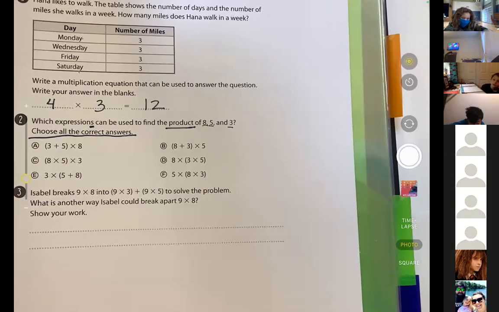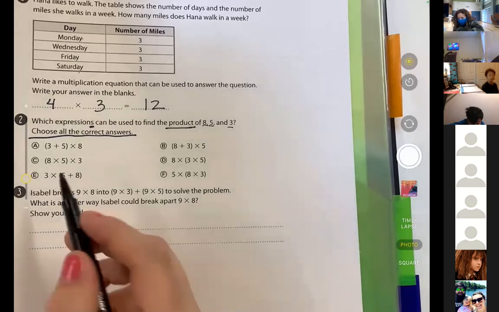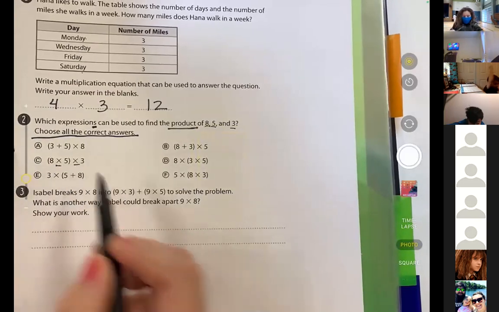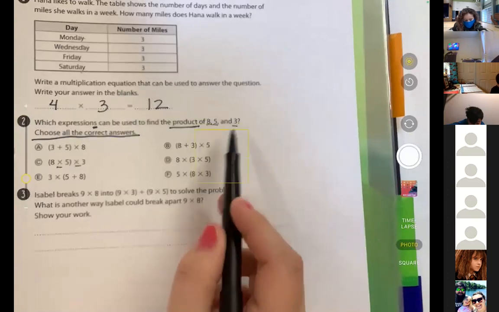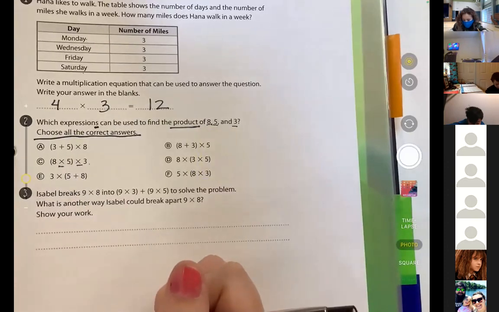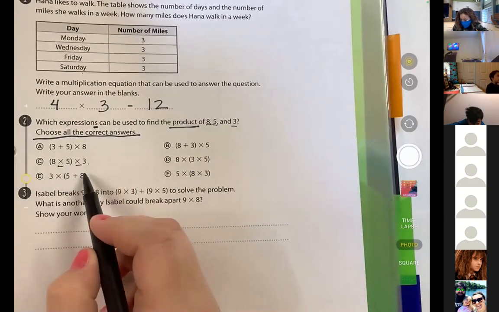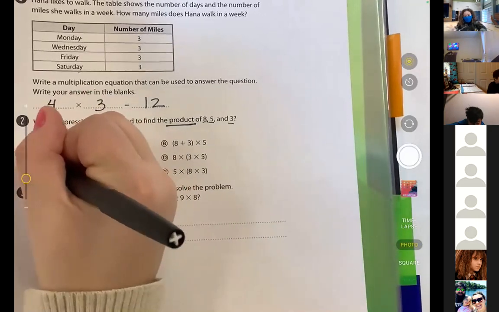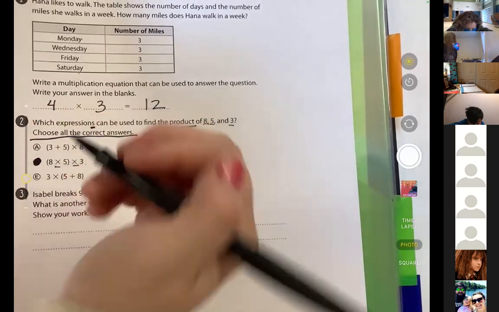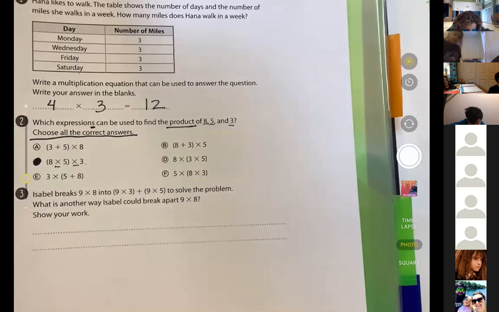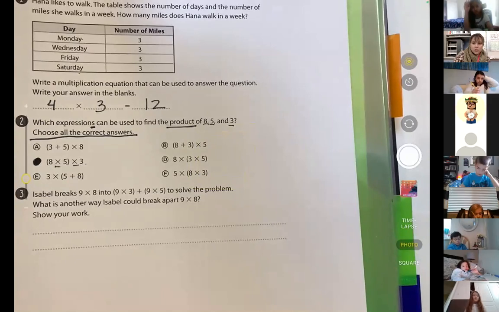Okay, Chris. Which one? Tell me the letter. Oh, you told me C. Okay, let's look at C. Got multiplication. Got 8, 5, and 3, right? So it's 8 times 5 times 3. So Chris is right. C is one of them. Good job, Chris. Okay, I'm going to tell you a little hint. There are 2 more. So we're looking for multiplication with 8, 5, and 3.